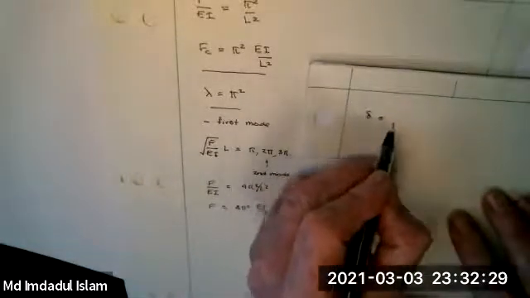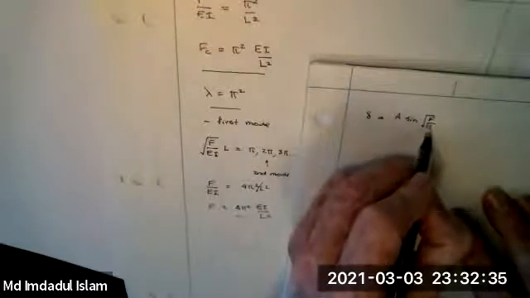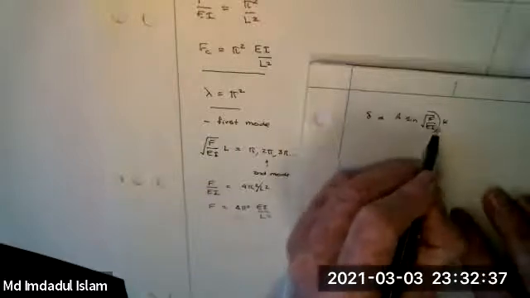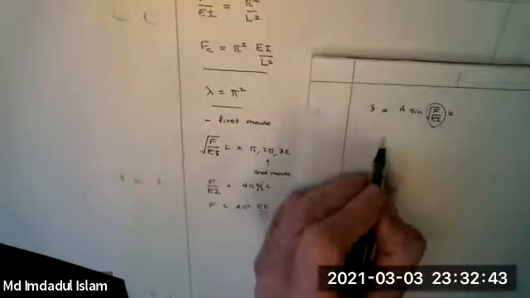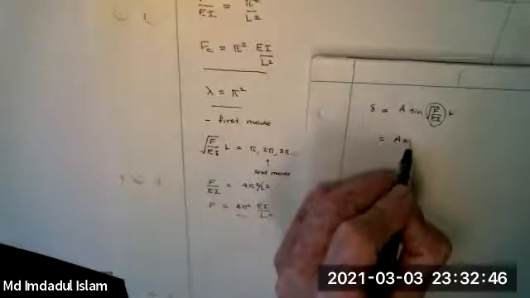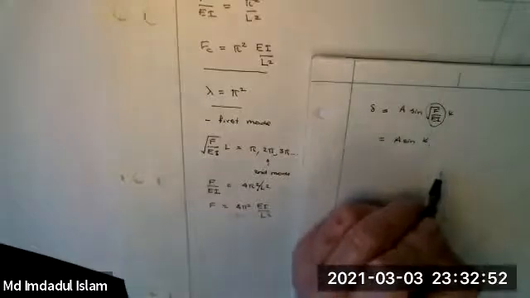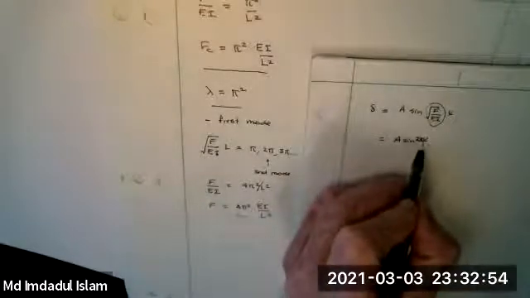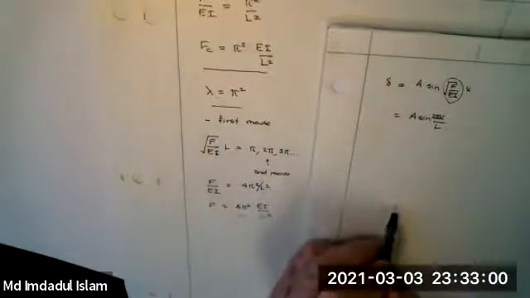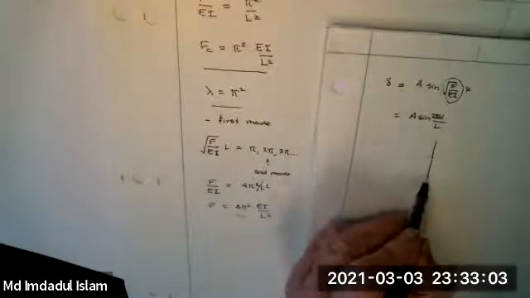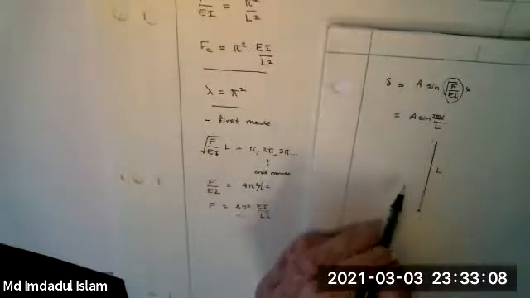Delta is A sine the square root, I substitute for that 2 pi upon L. And this looks like this. This is the height L. When x equals L upon 2, it's also 0. So it looks like this.